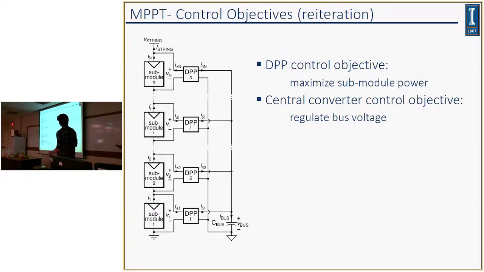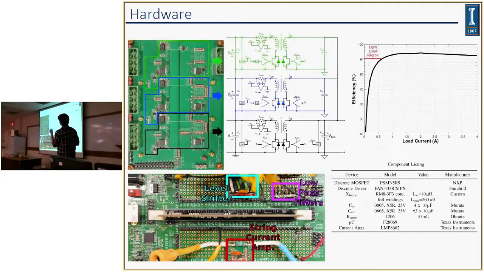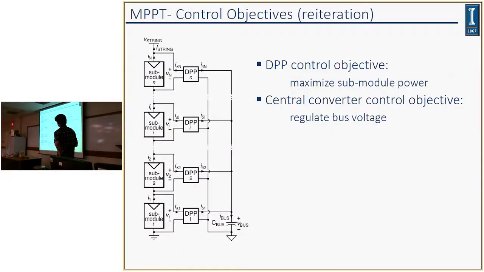Just a reiteration of the control objectives. Each DPP is locally maximizing its submodule power, and the central converter is regulating the bus voltage by varying the string current, as shown by the math in the previous slides. So here's some hardware. To the left, top left, is a PCB with 3 flyback converters, where each flyback converter is just the differential power processor shown here.